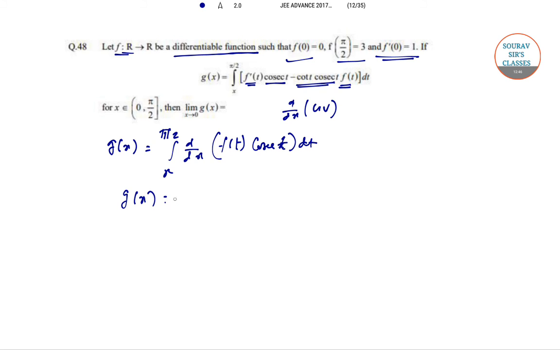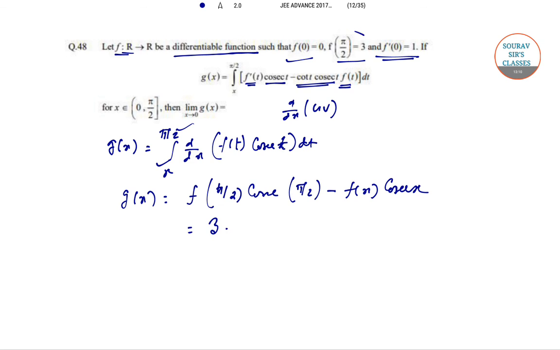So g of x is f of t cosec t, so we can just put the value pi by 2: f of pi by 2 cosec pi by 2 minus f of x cosec x, with respect to the upper limit and the lower limit. So this value will give us 3, because this value is already given as 3. Cos 90 is 1 minus f of x, and we can put it like sin x.